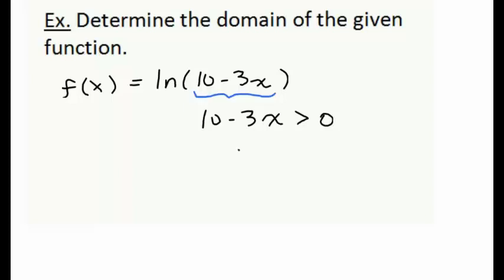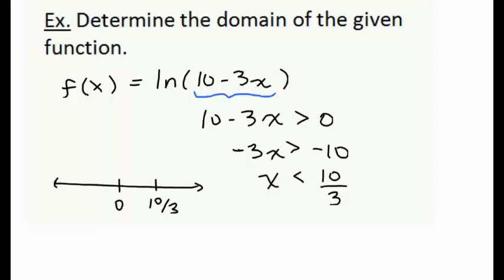So first we could subtract 10 from both sides of our inequality, and then finally we could divide by negative 3. Remember that this division has the effect of flipping our inequality, and we get x must be less than 10 over 3. Plotting this on the number line, we would put an open circle at 10 over 3, and we want all values that are less than 10 over 3. This is going to lead us to the following interval notation, negative infinity up to 10 over 3.